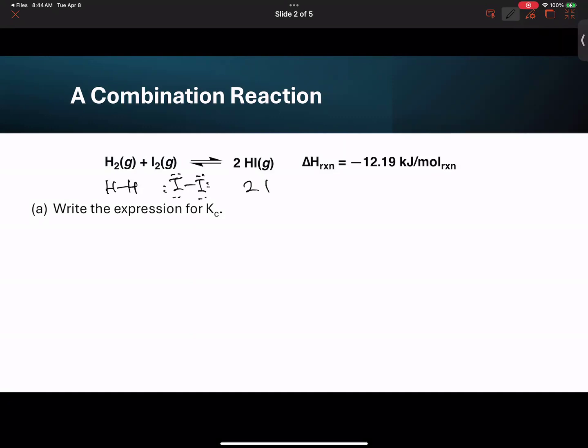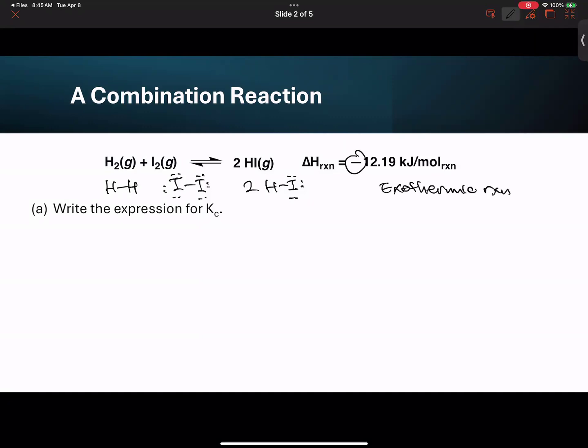So 2 moles of hydrogen iodide are made, and delta H is negative 12 kilojoules per mole. So this is an exothermic reaction. The negative sign means heat is coming out from this chemical reaction.